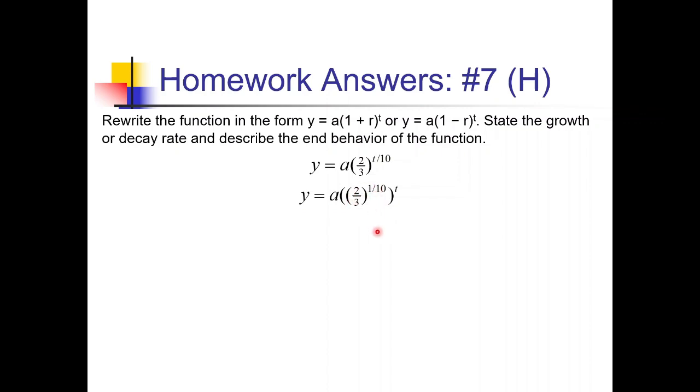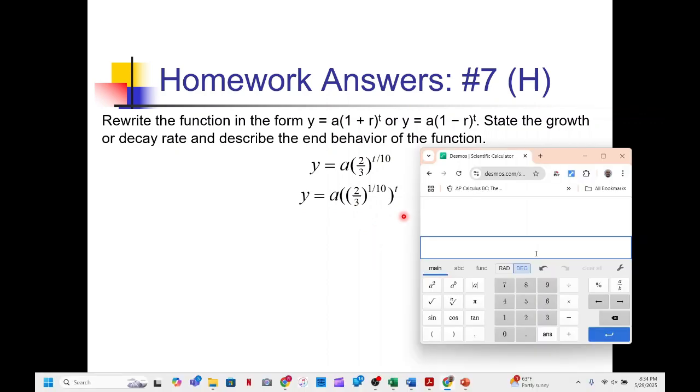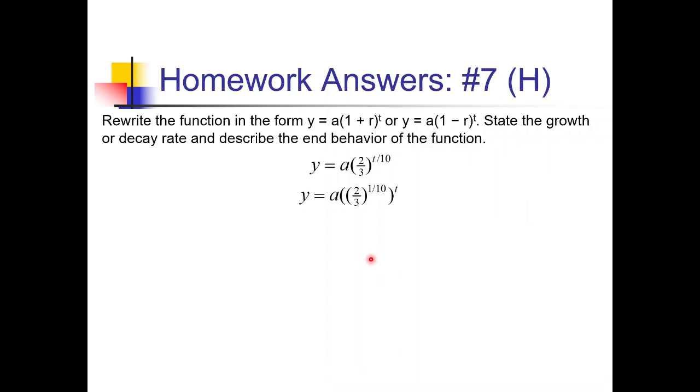Let me go to Desmos and see what that looks like. All right, so let me do parentheses, fraction, 2/3, close parentheses, there we go, raise that to the 1/10, and that comes out to 0.9602. So that's my b value.